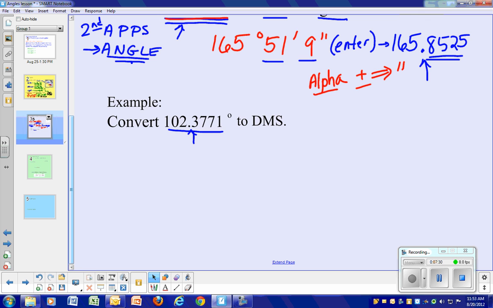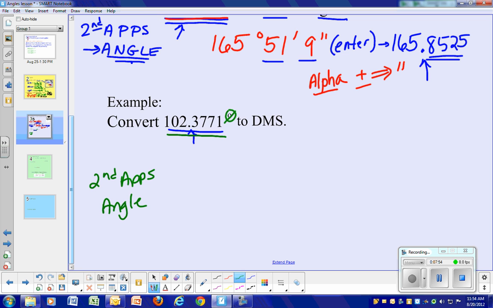Okay, to go the other direction, if you start with something that's a decimal, first job is to type it in. So type in 102.3771. You can type the degree symbol, but it's actually not needed, okay? The calculator will understand because of the next step you're going to do. You're going to hit second and apps in order to pick up the angle menu. So we'll do that. This is what my calculator screen looks like right now. Within the angle menu, the fourth thing down is what I want to pick.